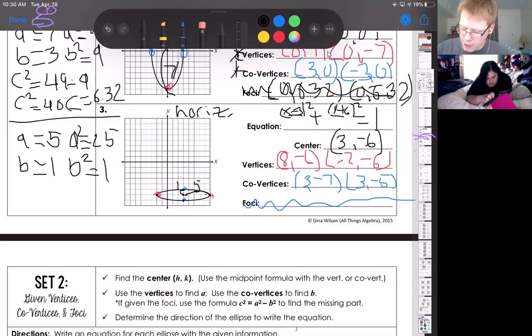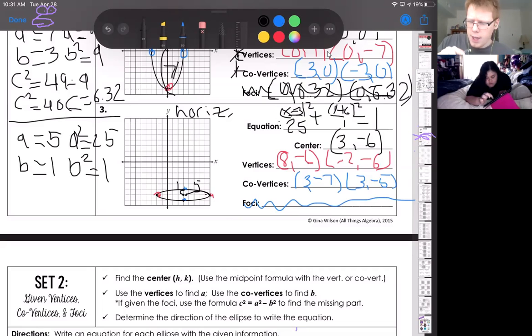So remember, since it's a horizontal ellipse, we put the bigger number underneath the x. So the 25 would go here. And we put the smaller one then under our y value. So the 1 would go here. So our equation would be (x - 3) squared over 25 plus (y + 6) squared over 1 equals 1.